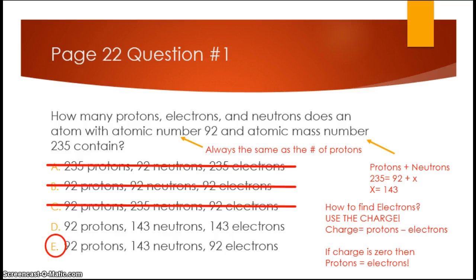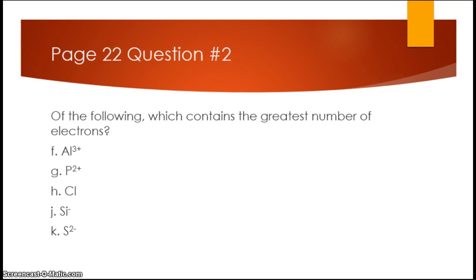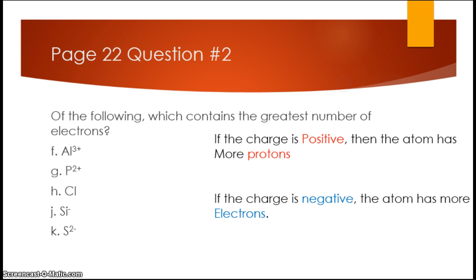All right, moving on to the next question. Look at question 2 on page 22. It's just below question 1. It's asking which of the following contains the greatest number of electrons. I've seen a lot of students struggle with these types of problems, but they're fairly simple if you can understand a couple things. First, if the charge is positive, then the atom must have more protons. Protons are positive, so if there are more of them, the charge must be positive. If the charge is negative, then the atom has more electrons. So if it's negative, then it must have more electrons than protons. Now that doesn't mean the most negative one is always the one with the greatest number of electrons.